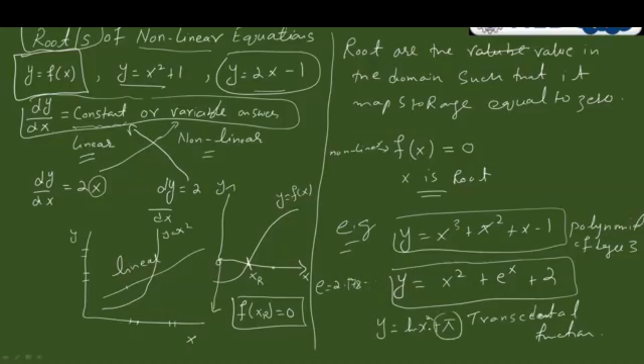Similarly, pi is involved in it. We can have a log or sine or some other function too. So in that case, we do not have an exact representation of our answer. These types of equations are usually called transcendental, but for us they are just nonlinear equations.